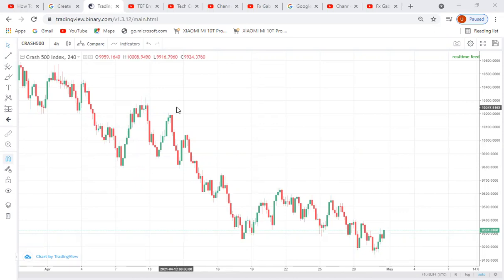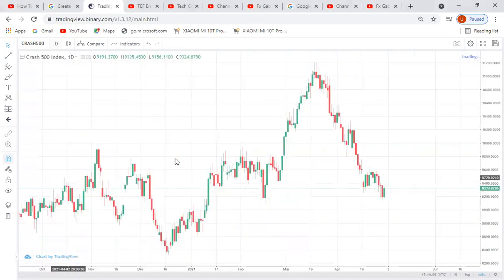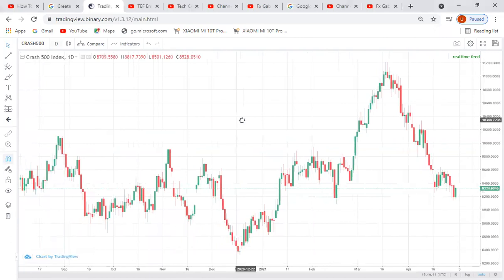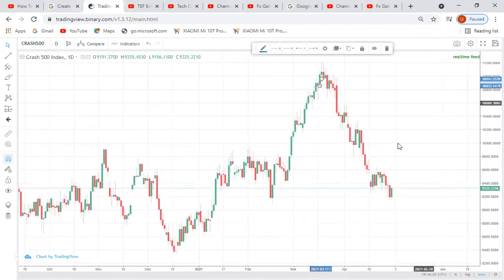So I just quickly want to do analysis on Crash 500. Let's see what we are expecting on this pair at the moment. Normally we're going to do the projection from the daily time frame, so as I usually say, we can see the market from a bigger perspective. Normally I look at this pair without any indicator.